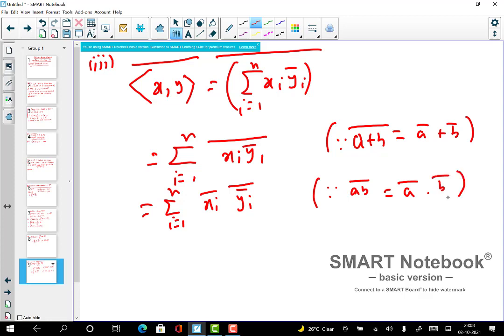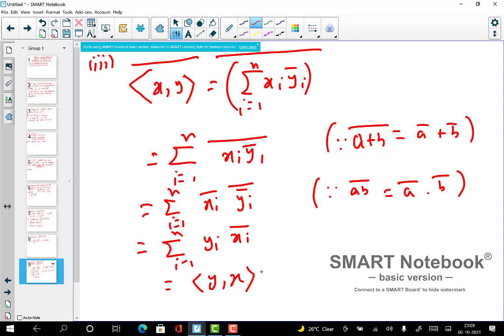Now if you take the complex conjugate twice, it will be the original one, so you can write this as the sum over i equal to 1 to n, and this is the real one. Now the bar cancels and we get yi xi bar, right? But this is again by definition yx. Okay, so property 3 is also true.